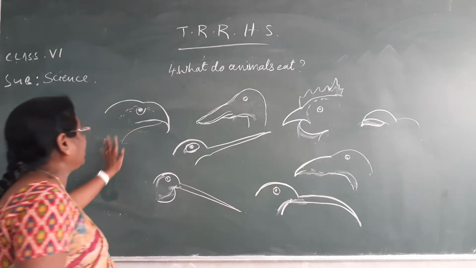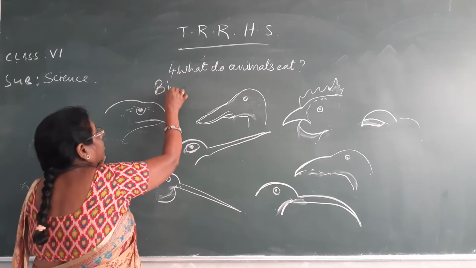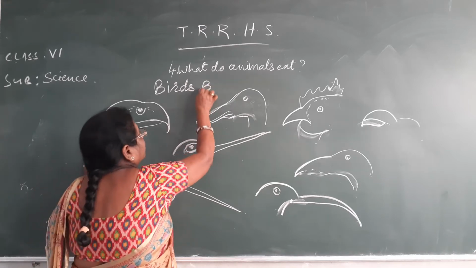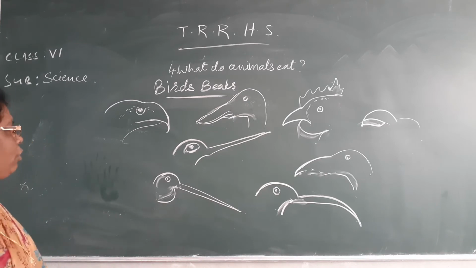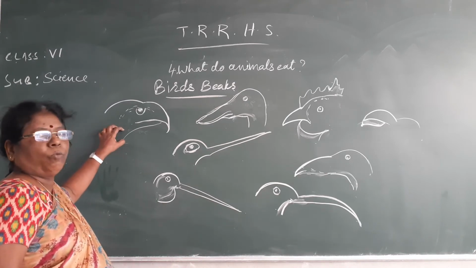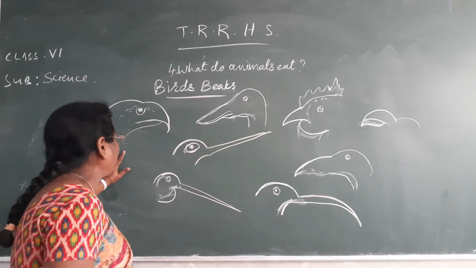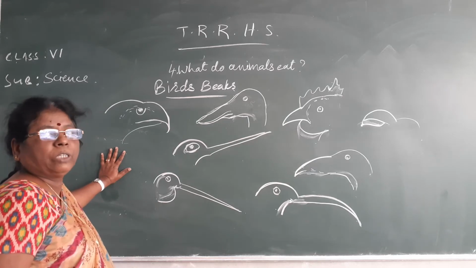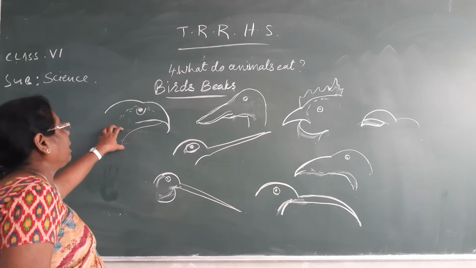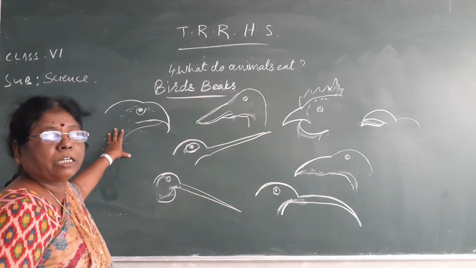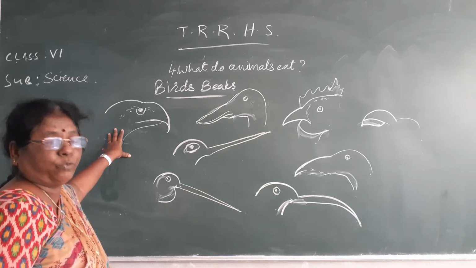Here you are seeing different birds. These are the beaks of the birds, isn't it? What is this bird called? By seeing these beaks you can understand which bird it is. It is a curved beak you are seeing here. This bird is called an eagle. The eagle has a curved beak and strong claws to capture the food, isn't it?